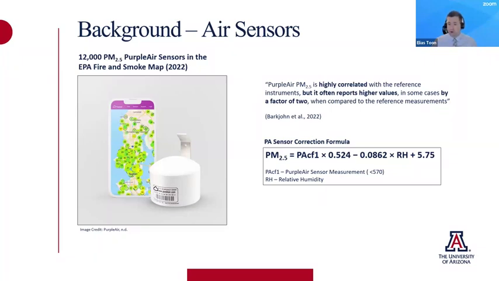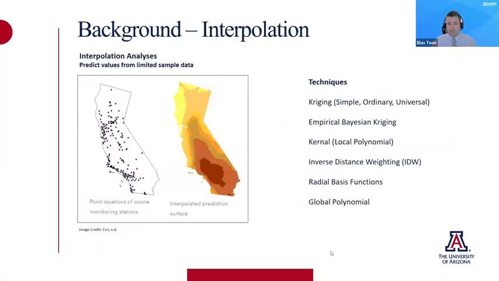There are some issues with using air sensors. As you can probably guess from their size and their cost, they're not always quite as accurate. Barkjohn et al. in 2022 performed a study where they co-located these air sensors with air quality monitors to see if they were comparable. What they found is that they're highly correlated, but they often had inaccurate values, often by a factor of 2 in comparison to the reference monitors. So what they were able to do in that study was develop a correction formula, which is displayed here and is also used in this study.